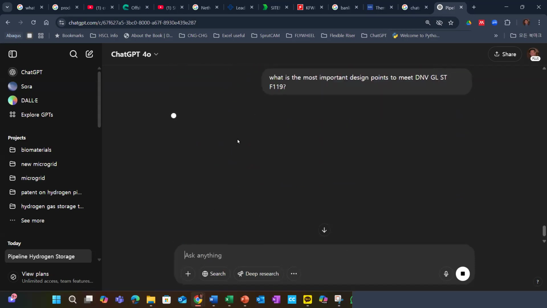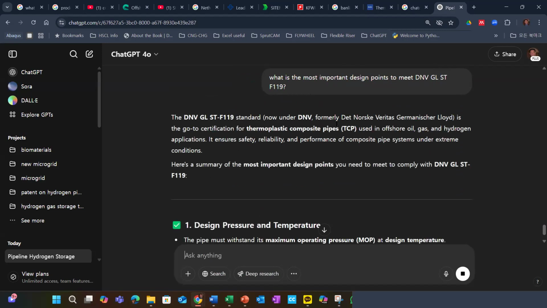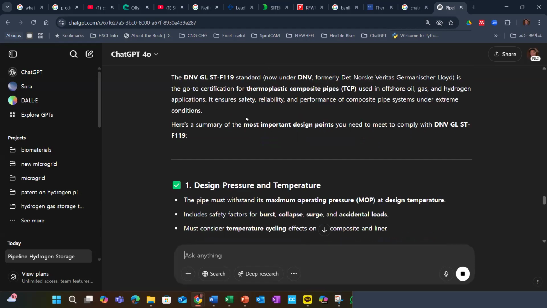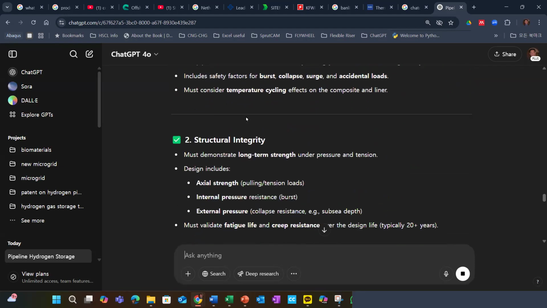So the F119 again is the guideline. This is a guideline to design the thermoplastic composite pipe. I like to emphasize how important it is to understand the certification and standard. And in general, no matter where you work, no matter what kind of job you have, you need to understand this kind of certification, the procedures, designs.